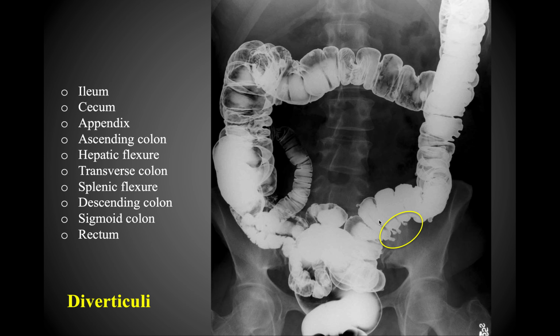So don't confuse these with epiploic appendages. Again, you're not going to see epiploic appendages with contrast inside of them, because obviously they don't have a lumen, they're not actually connected to the inside of the large intestine. So that's a good way to differentiate those from epiploic appendages.